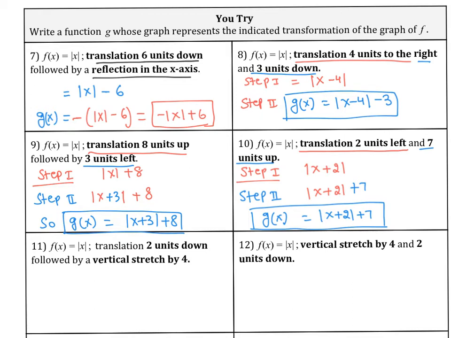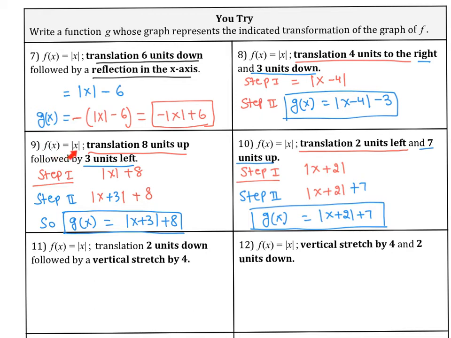For number 8, f(x) equals absolute value x. Translate 4 units to the right. So my first step is to translate the original function 4 units to the right, which goes inside with the x. Now we're going to move 3 units down. So from here we are going to make this function 3 units down. So my step number 2 was to add -3 on the outside.